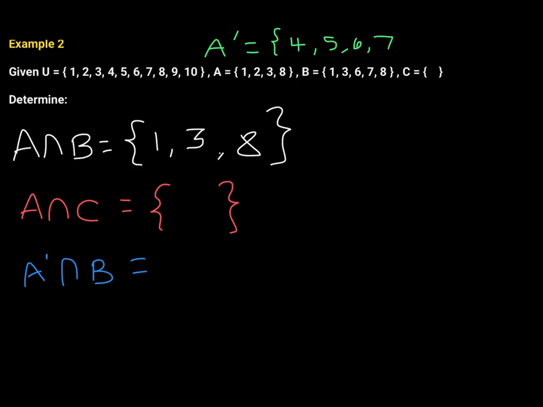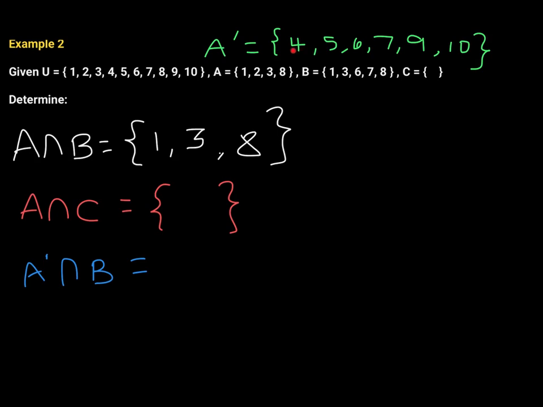Let's continue. 8 is in A. Both 9 and 10 are elements that are in the universal set, but not in set A. So there we have it. This is the complement of A. They want us to find the intersection of this set and B. So the only way you make it into this set here is if you're in both this set, the complement of A, and B. All right, so let's go through it.